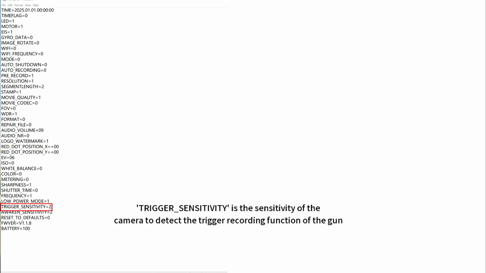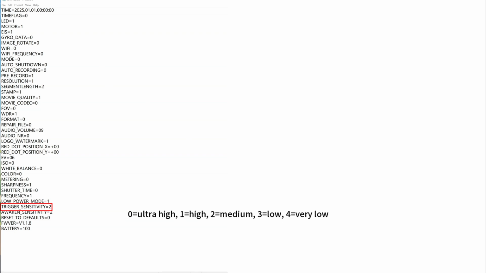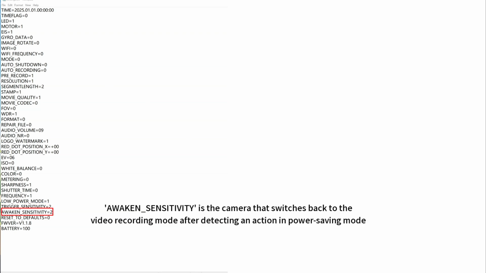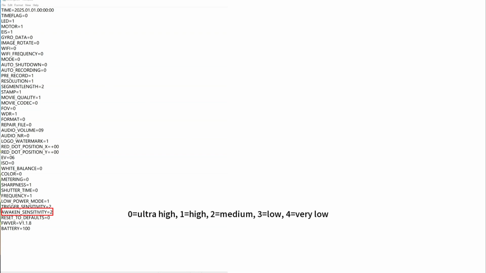Trigger sensitivity is the sensitivity of the camera to detect the trigger recording function of the gun. 0 equals ultra high, 1 equals high, 2 equals medium, 3 equals low, 4 equals very low. Awaken sensitivity is for the camera switching back to video recording mode after detecting an action in power saving mode. 0 equals ultra high, 1 equals high, 2 equals medium, 3 equals low, 4 equals very low.